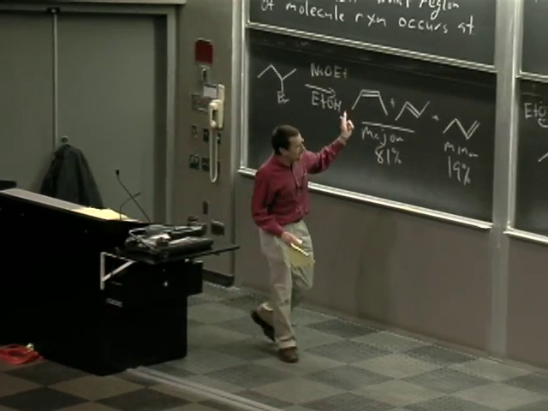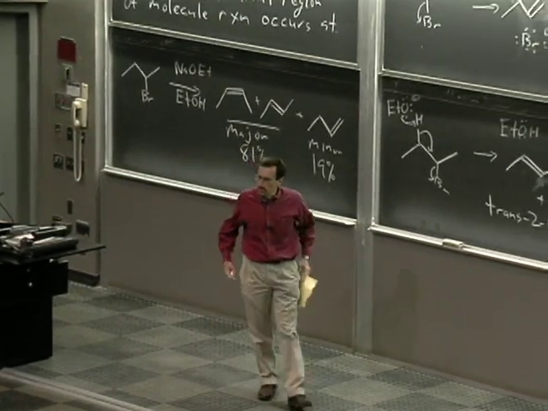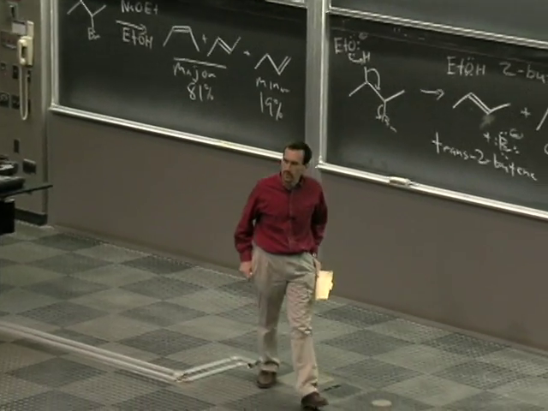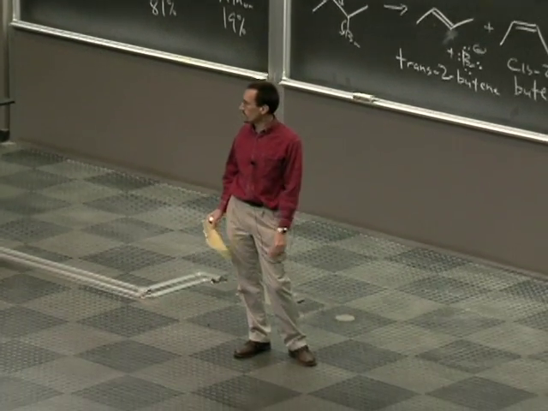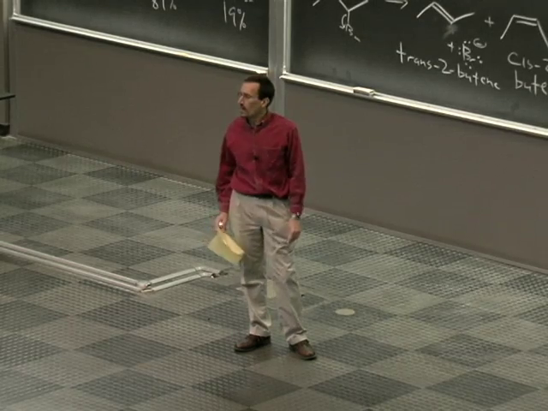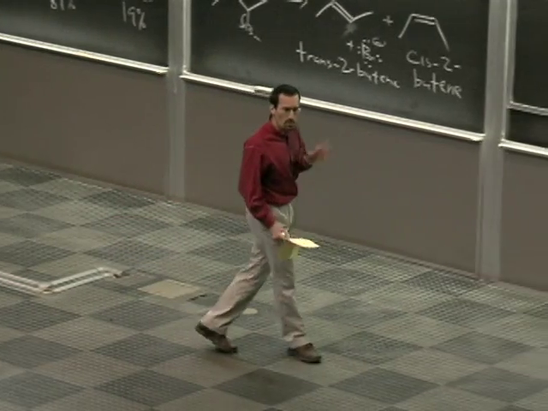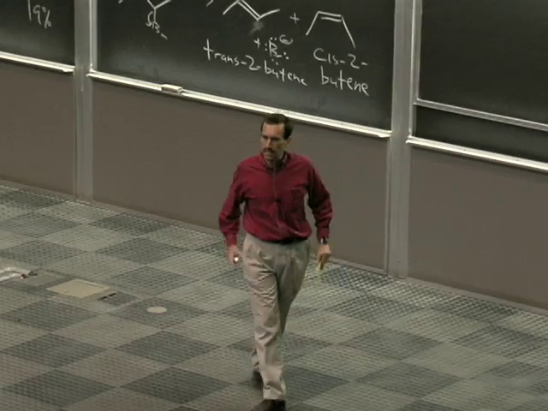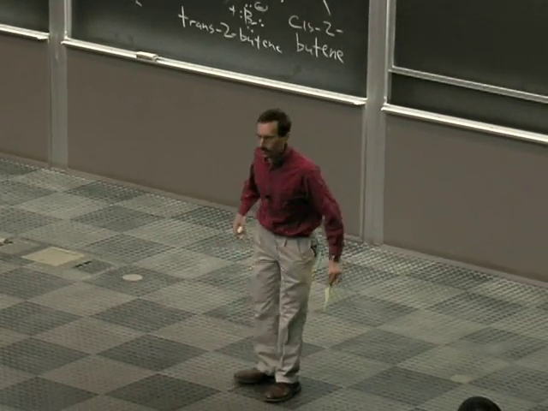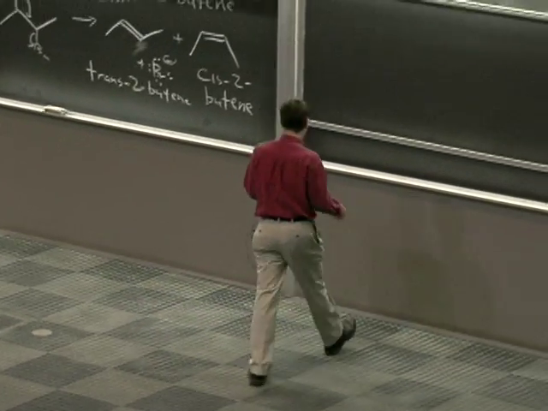So what's going on here? Let's talk about our substitution and the fact that we're forming 4 times as much of the 2-butene as we are of the 1-butene. More substituted alkenes are more thermodynamically stable. Let me write this down.